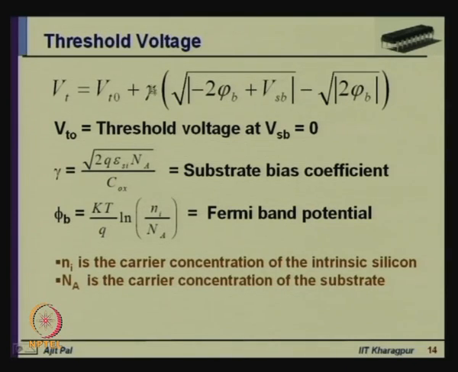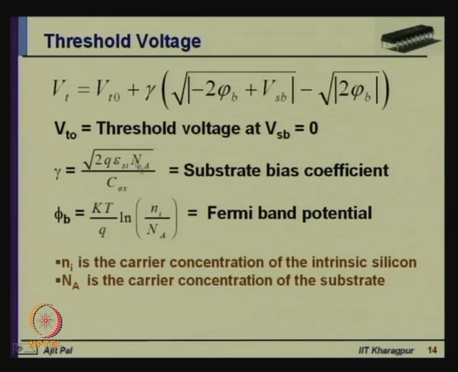So, by changing the body bias, the substrate bias, the threshold voltage can be controlled, and in this expression you have VSB, that is why gamma is called the substrate bias coefficient. Gamma is equal to root of 2 q epsilon Si Na divided by COX, where q is the charge of the electron, epsilon Si is the permittivity of silicon, and Na is the carrier concentration in the substrate, and COX is the unit capacitance of the gate region. So, this is the expression for gamma.